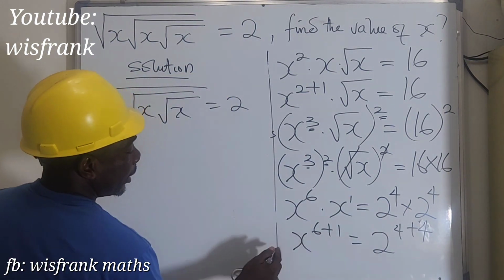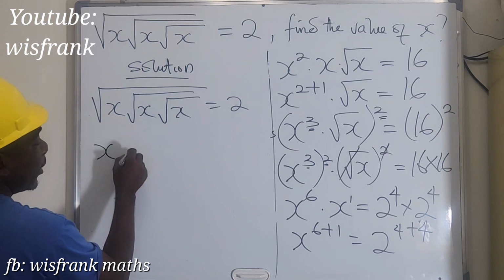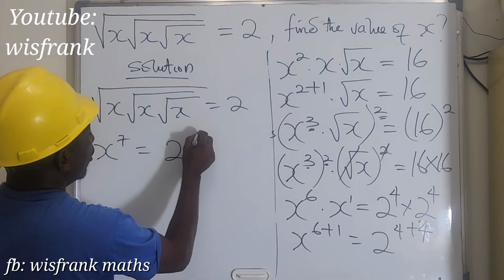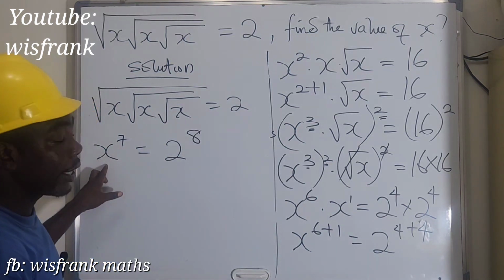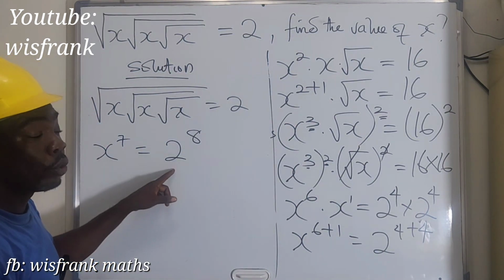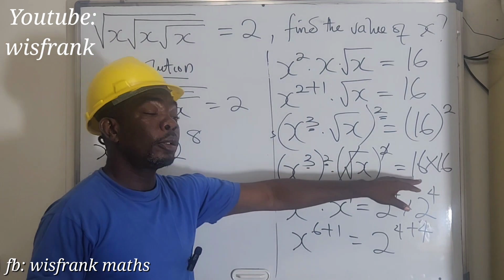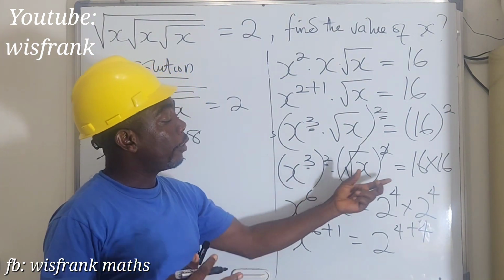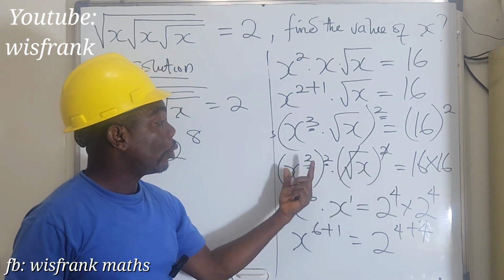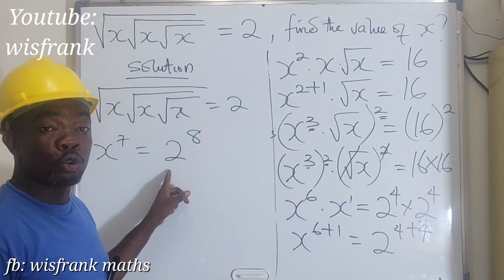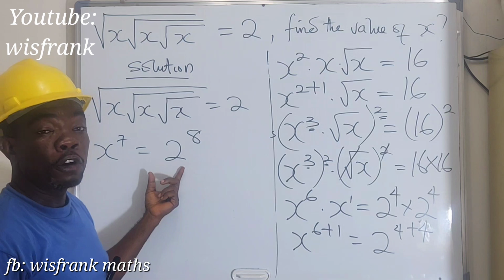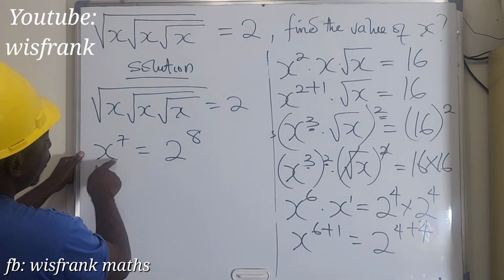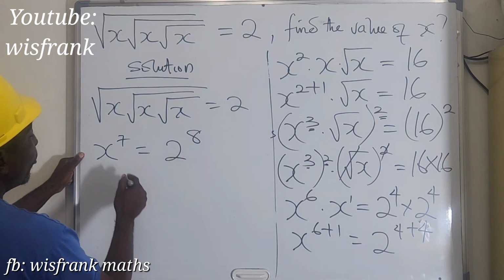So we evaluate this. That will become x raised to the power of 7 equals 2 raised to the power of 8. So we have x raised to the power of 7 and 2 raised to the power of 8. Why did we not multiply 16 by 16 out here? Because we don't want it to give us a bigger figure. We want to place it in base 2, which is a lower base for us to find the value of x. So in this case, for us to find the value of x here, we can multiply.